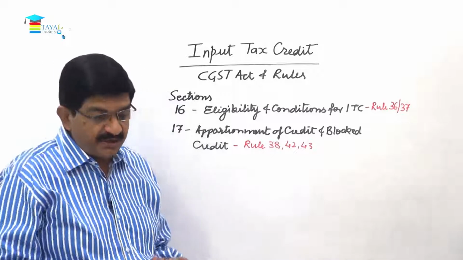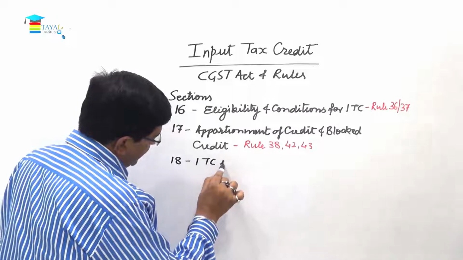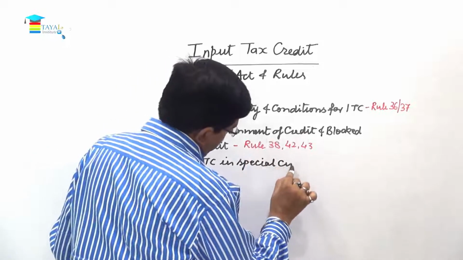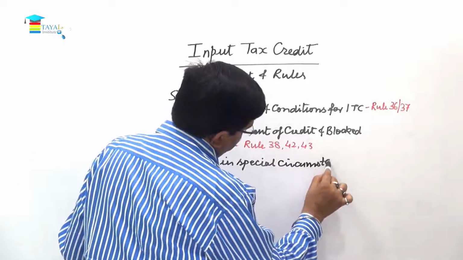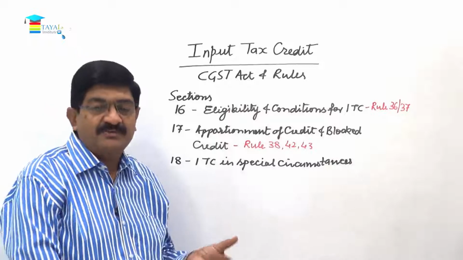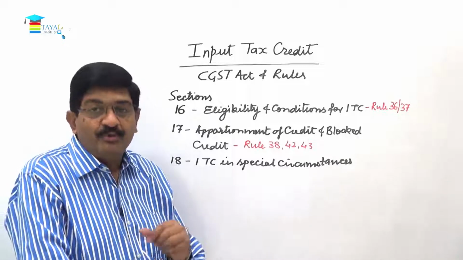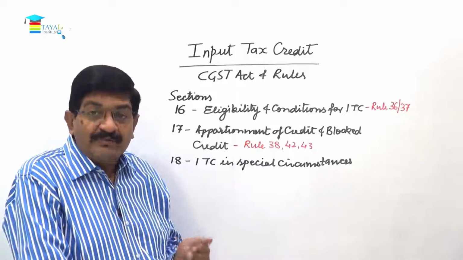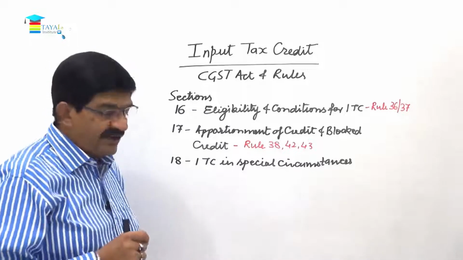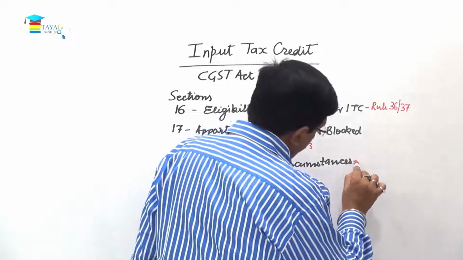Then comes section 18, and that talks about availment of credit in special circumstances. So this I am writing, ITC in special circumstances. So various situations are covered herein. So goods are exempt and then those become taxable, or taxable goods become exempt, or a person under the composition scheme comes out of the scheme, or a person goes into the composition scheme, or a person becomes eligible or liable to registration. So all those situations are covered in section 18, and the title given is input tax credit in special circumstances. And for this we will have to refer to rule number 40, 41 and 44.